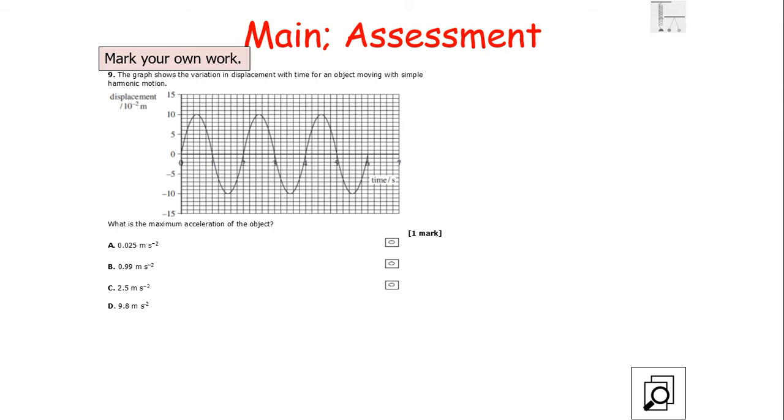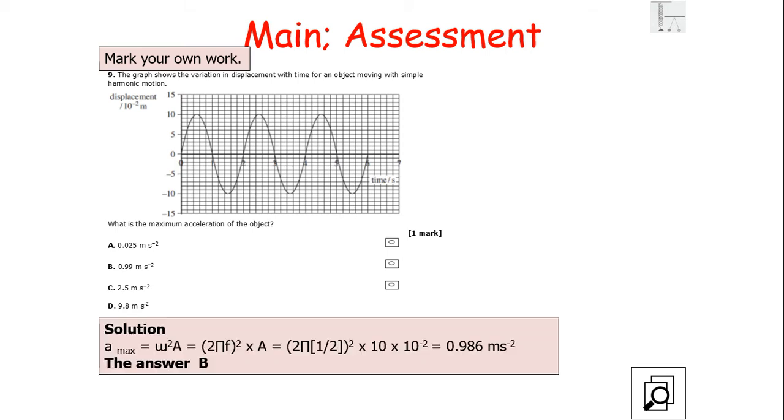Number 9. This graph shows a variation in displacement with time for an object moving with simple harmonic motion. What is the maximum acceleration of the object? Right, so how can we work out the maximum acceleration of the object? Well, you can't use the gradient in this graph because it's not a velocity-time graph, it's a displacement-time graph. So we're going to have to use the equation instead. So we have to use the equation maximum acceleration equals omega squared a. Now we know omega is 2 pi f, and from the graph we know what f is because f is 1 over time period.